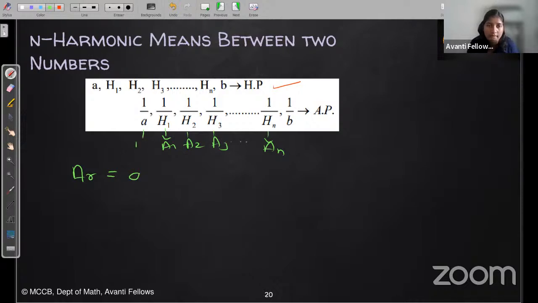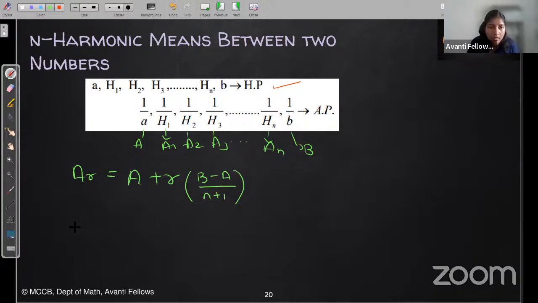Okay, let me take this as capital A, this as capital B. So it will be equal to what is M and N. It will be equal to first term, that is capital A plus R into last term, capital B minus A divided by N plus 1.